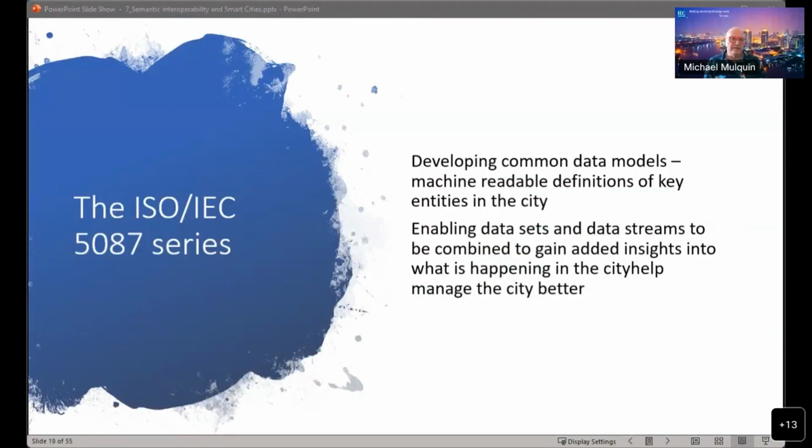Then the ISO-IEC 5087 series, which is about developing common data models, or agreeing common data models, so that it makes it much easier to link data sets and data streams from different agencies and so on to be combined.